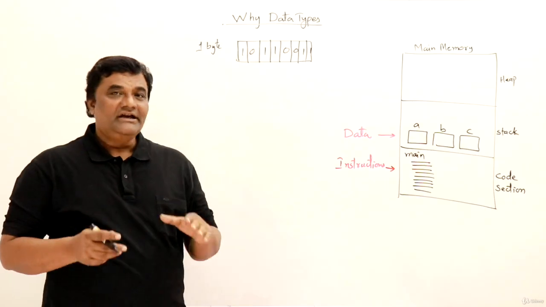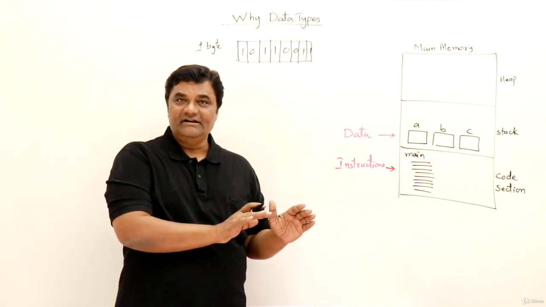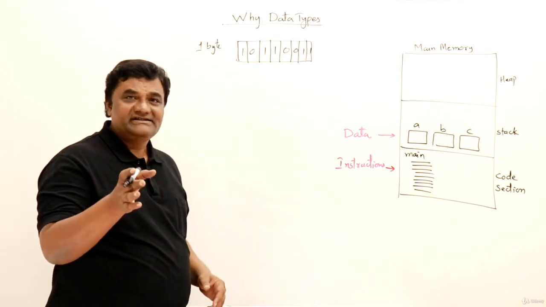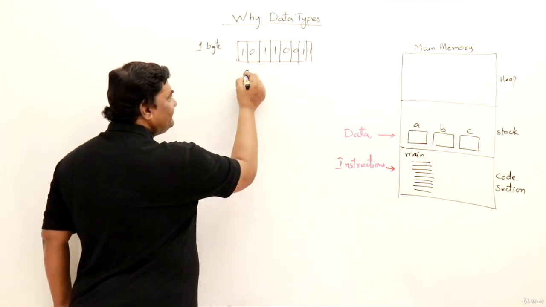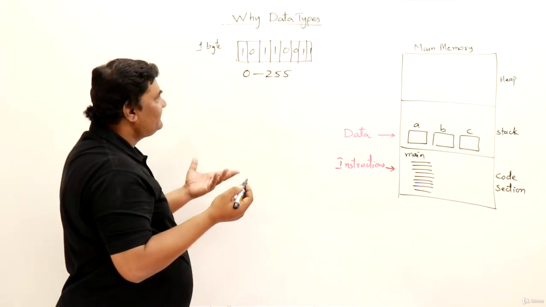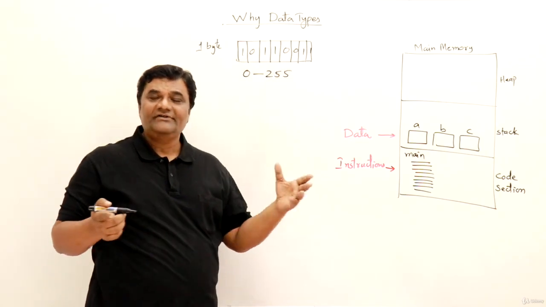Now the question is, if you want to store integer type data, shall we take just 1 byte? In 1 byte, what is the maximum number that we can store? The minimum is 0 and the maximum is 255. So the largest number is 255. I cannot have bigger figures.